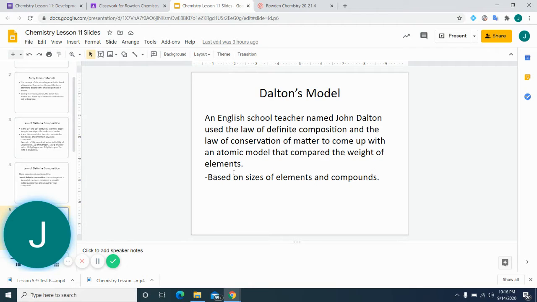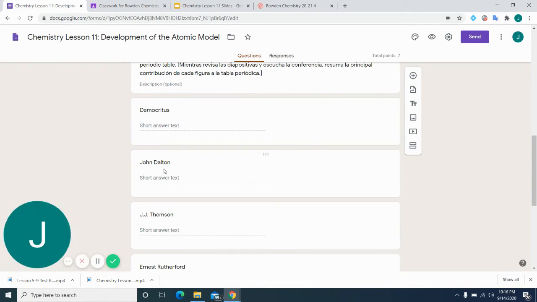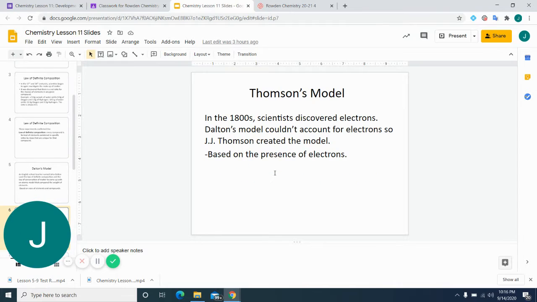So Dalton's model, the first model we're going to have here, you will put what your first thing will be, what Democritus did about this idea of atoms. But the first actual model is Dalton's model, and it's based on the sizes of elements and compounds. So Democritus could say that everything's made up of small particles. Dalton's the first that says these particles are going to have different sizes.